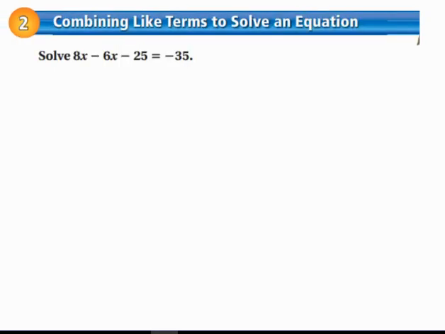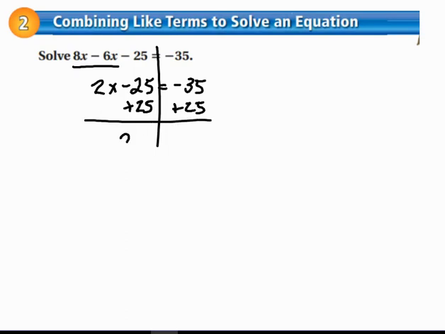Here's one where we have to combine like terms first. We draw the line. So we look at the variables and we see we want to solve for x. And so we have to, first of all, combine the x's. 8x minus 6x is 2x minus 25 equals negative 35. So what is the variable? X. What has been done to it? Subtract 25. What is the opposite of subtract 25? Add 25. So we're going to add 25 to both sides. We end up with 2x equals negative 10.